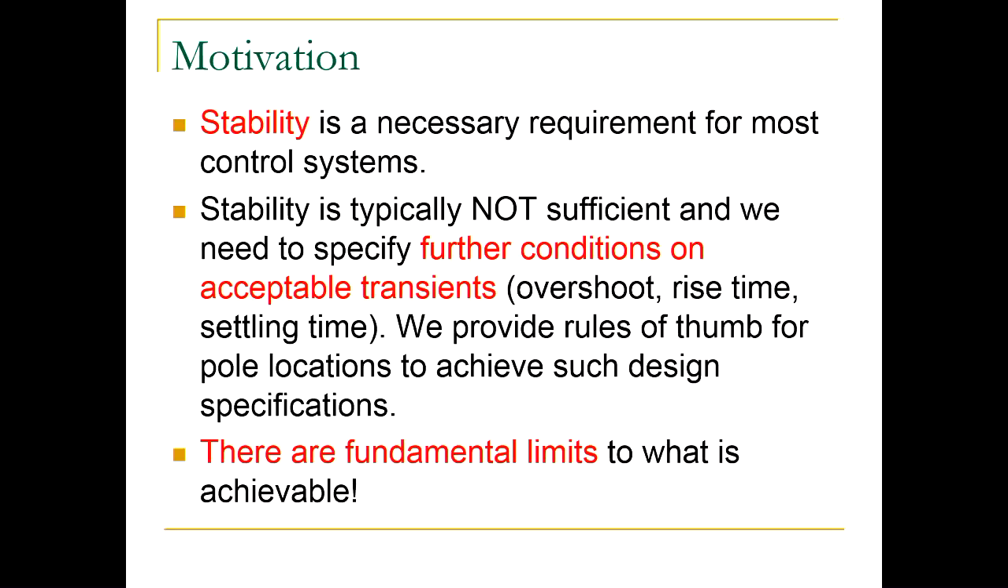So we will provide rules of thumb for pole locations to achieve such design specifications. So we want to translate how overshoot, rise time, settling time can be encoded in the complex domain in terms of locations of poles. And obviously, we also need to know about these fundamental limits. So we will present two results. So you will see through examples and actually specific results how you may not be able to achieve some things in certain systems.